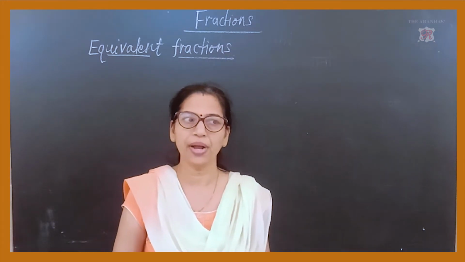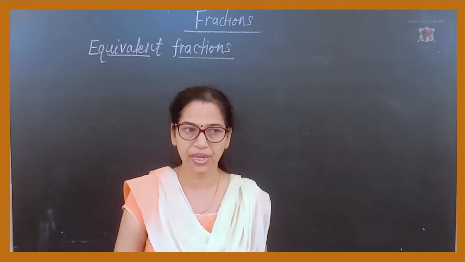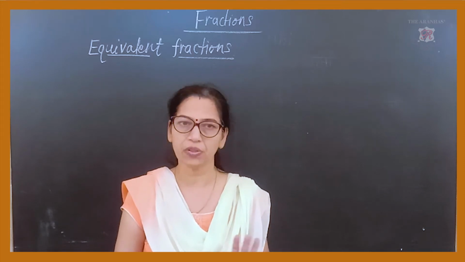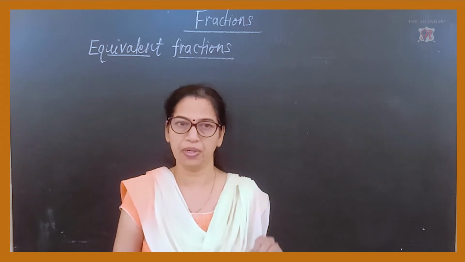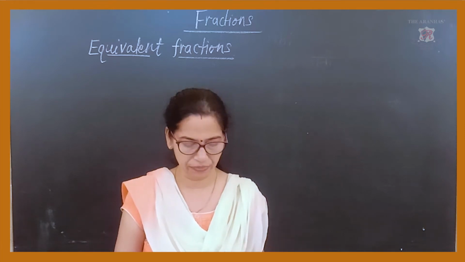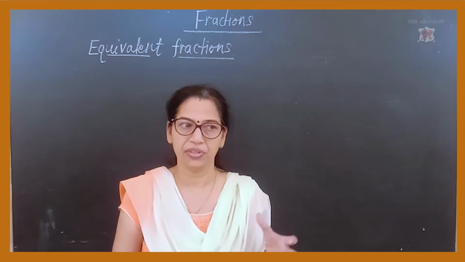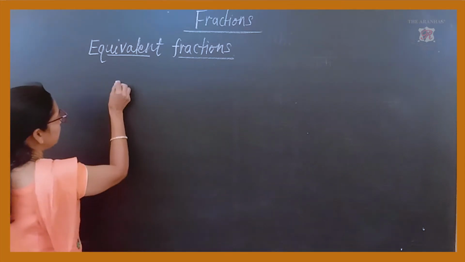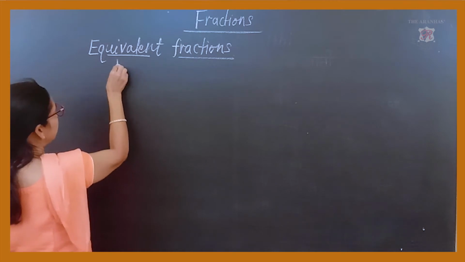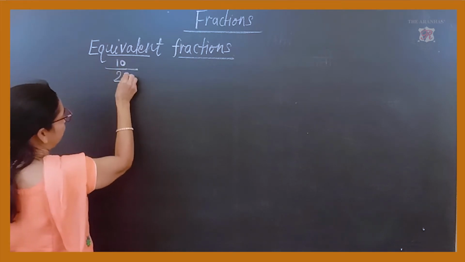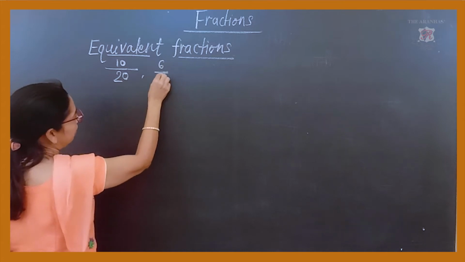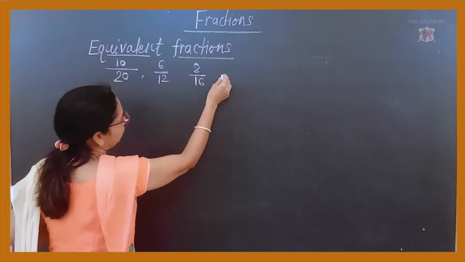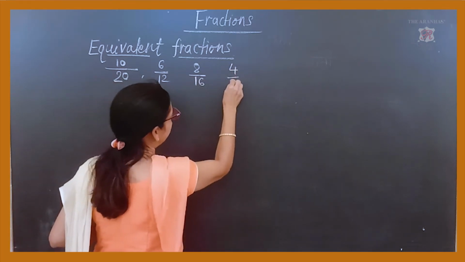See, for finding out whether the given fractions are equivalent or not, first by observation we cannot tell. So now with an example, we are going to study how we can find out whether these fractions are equivalent or not. So there are some fractions which I am going to write here. Suppose it is 10 upon 20, 6 upon 12, 8 upon 16, 4 upon 8.